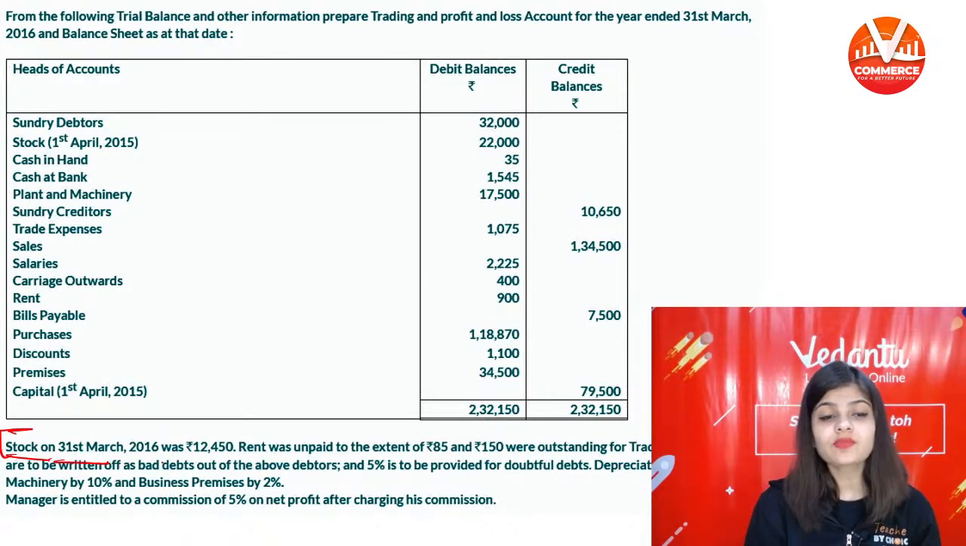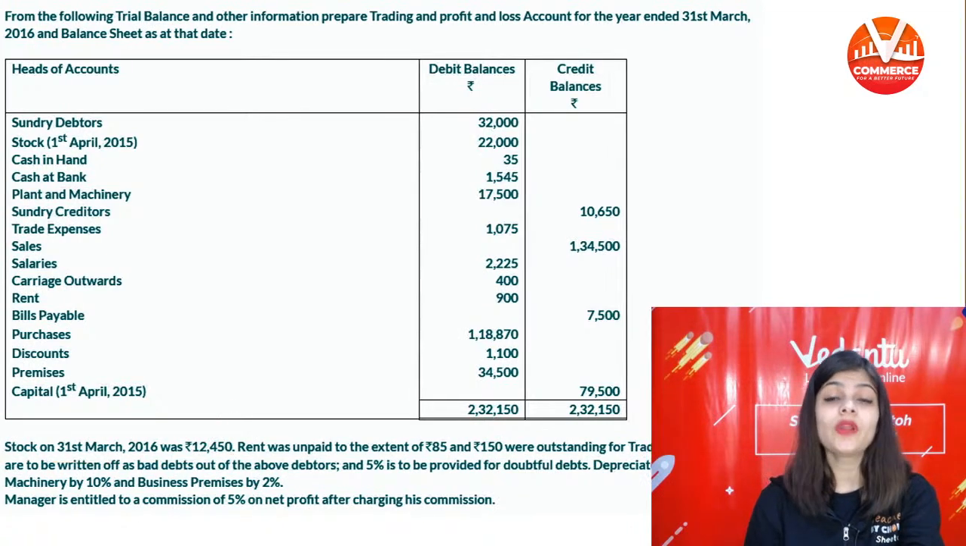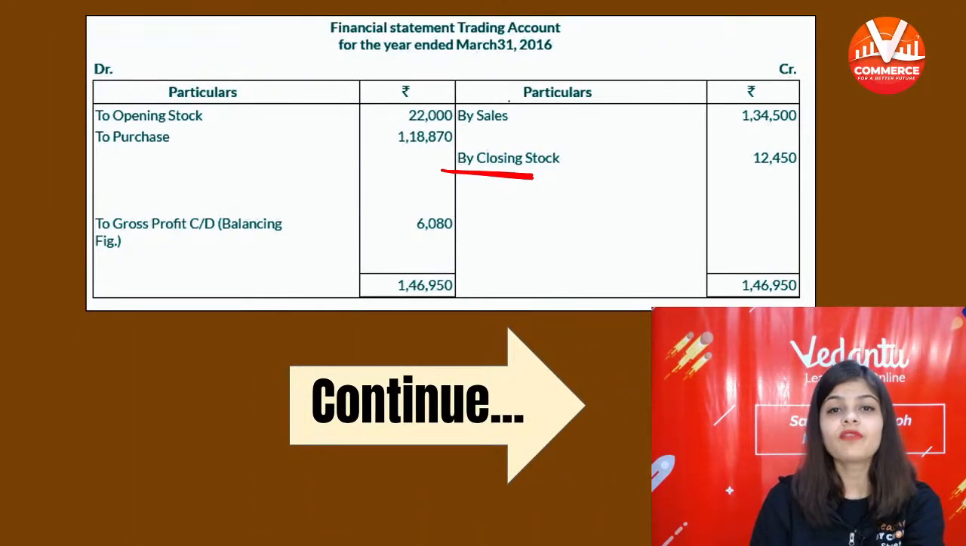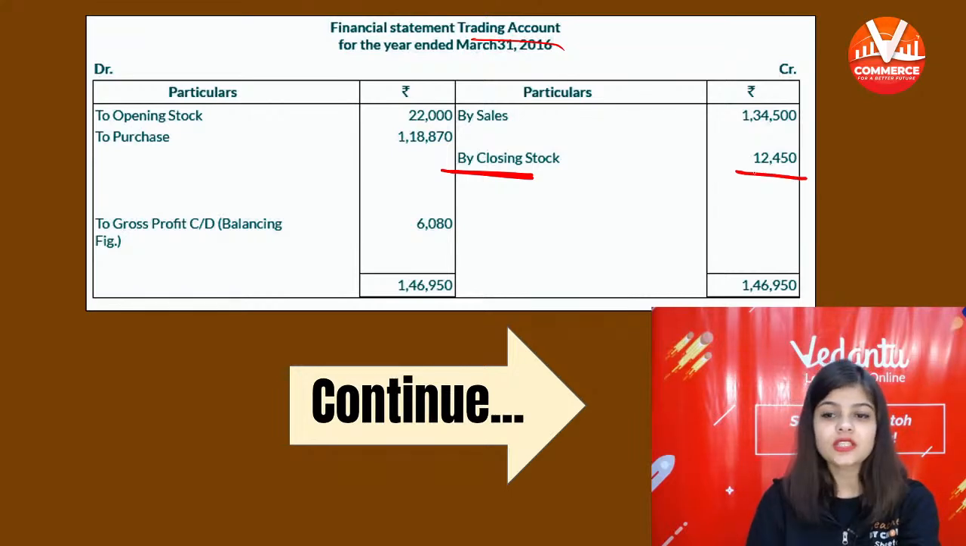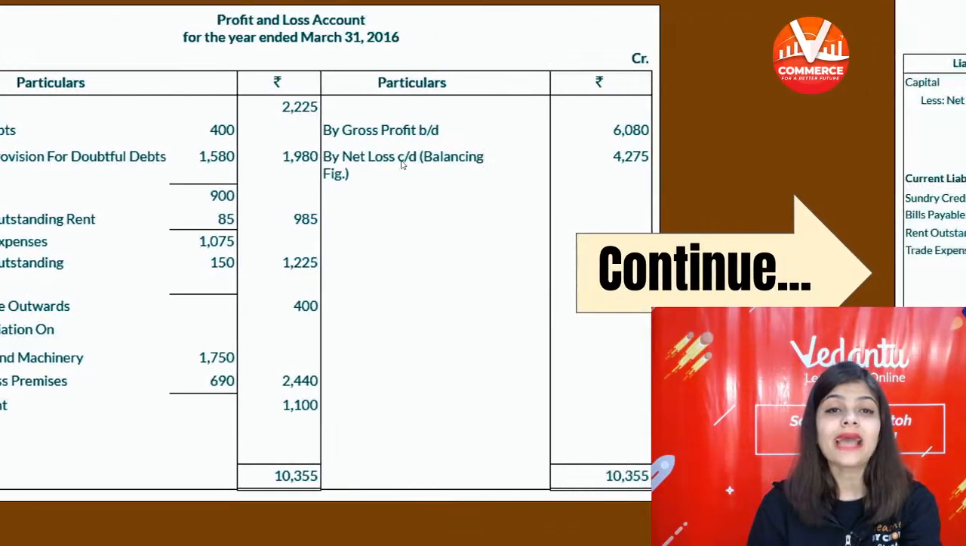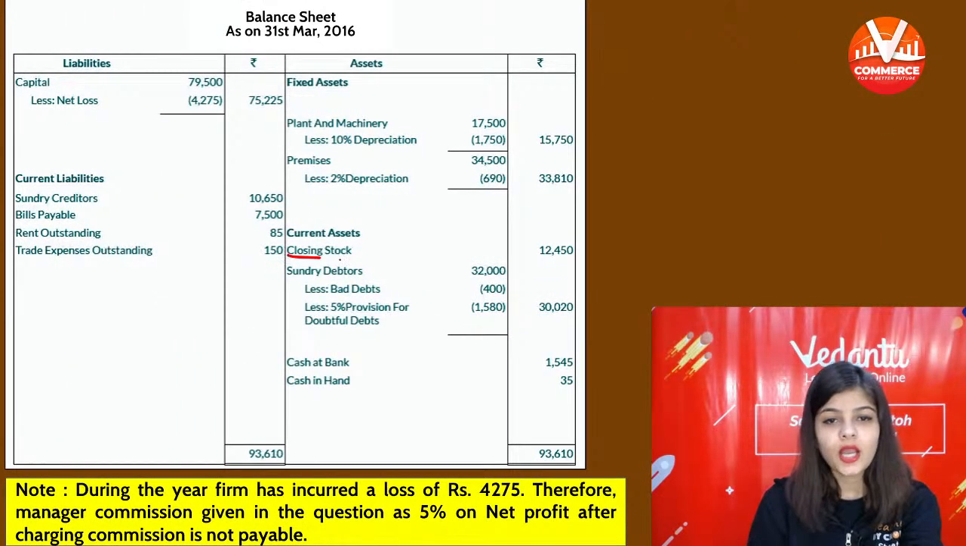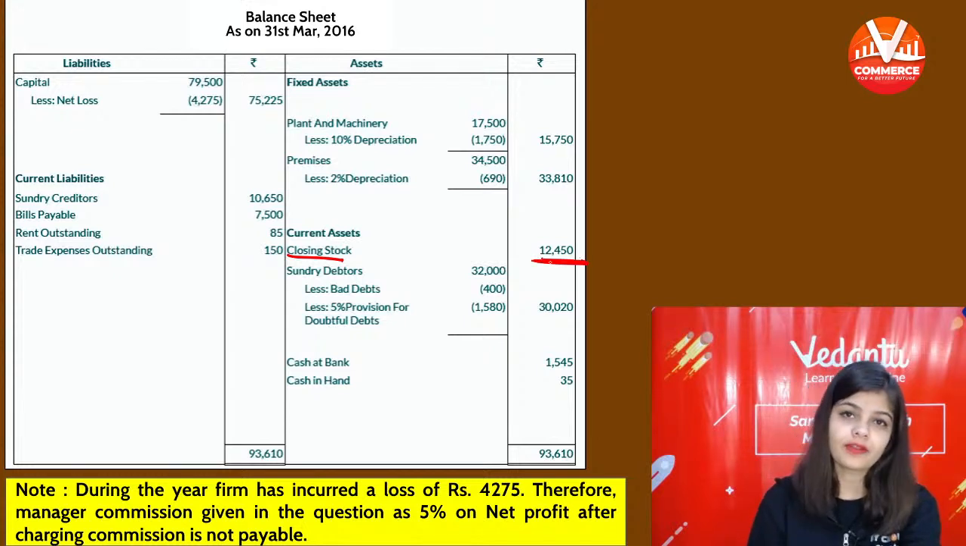Stock on 31st March 2016 was 12,450. This is closing stock. Closing stock will be recorded on the credit side of the trading account by closing stock 12,450, and it will be recorded on the asset side of the balance sheet. Closing stock 12,450. So closing stock will be recorded in the trading account and in the balance sheet.